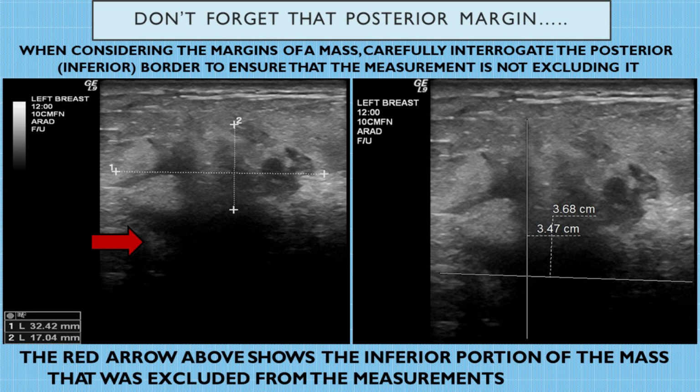Dropping the frequency in this case and increasing the TGC in the far field would have made the posterior borders of this mass visible. When the true margins of the mass are measured, you can see that the mass easily is double the size as the initial measurements.